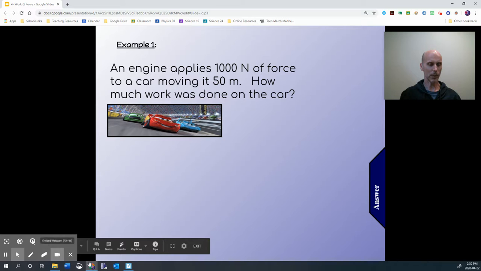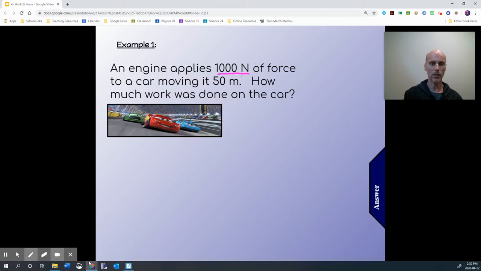All right, let's jump right into an example then. Here we have the example where an engine applies 1,000 newtons of force to a car and moves it 50 meters. How much work was done on the car? Well, in this case, it sounds like we have what we need. First of all, the force and the distance are in the same direction, so we can feel comfortable using the formula work is equal to force times distance.